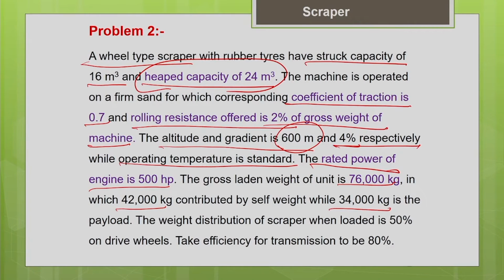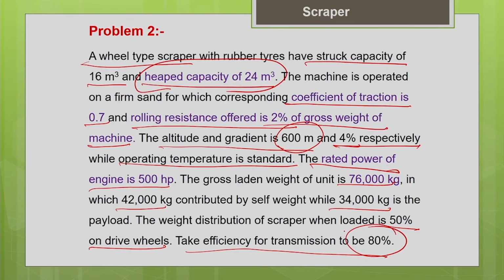The weight distribution of the scraper when loaded is 50% on the drive wheels. So, only 50% of weight is on the drive wheels. And take the efficiency for transmission to be 80%. That means the efficiency in transferring the engine power into the usable rim pull is 80%.